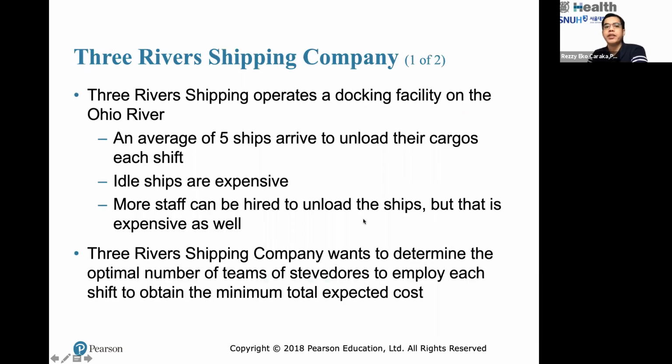And here is the Three Rivers Shipping Company. Three Rivers Shipping Company operates a docking facility on the Ohio River. On average, 5 ships arrive to unload their cargoes each shift. The ships are expensive, and more staff can be hired to unload them, but that is expensive as well. So we have to minimize the total cost. The company wants to determine the optimal number of teams of stevedores to employ each shift to obtain the minimum total expected cost.